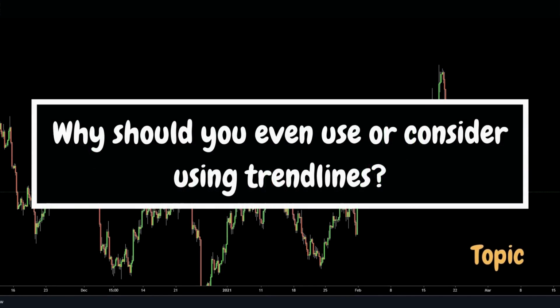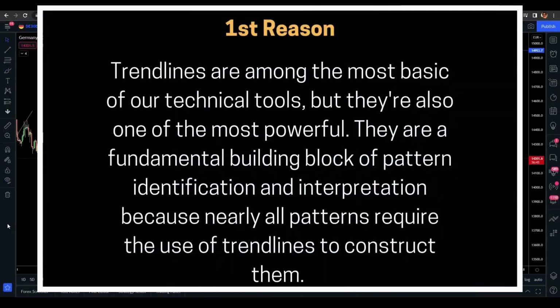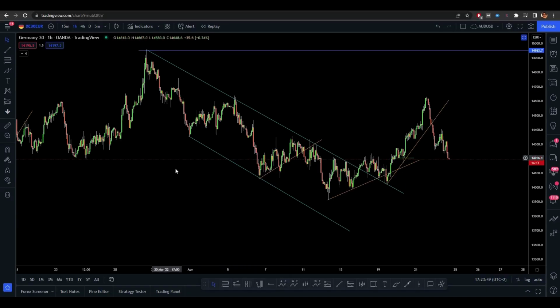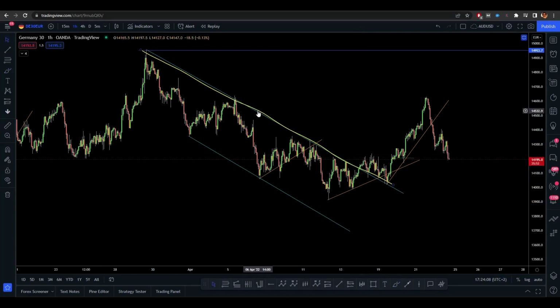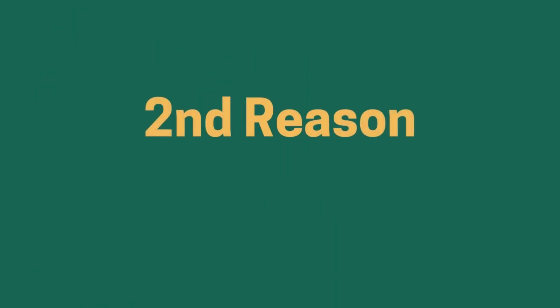First up, why should you even consider using trend lines? Trend lines are among the most basic of our technical tools, but they're also one of the most powerful. They are a fundamental building block of pattern identification and interpretation, because nearly all patterns require the use of trend lines to construct them. Just take a look here. I have plotted in a channel. These trend lines here showcase that a possible pattern is in play. A descending rectangle.